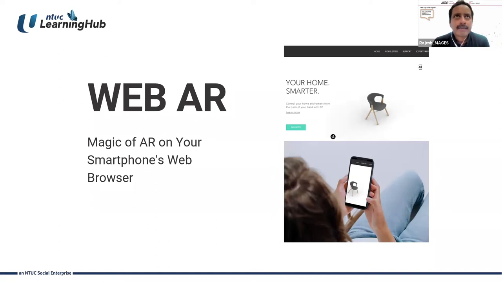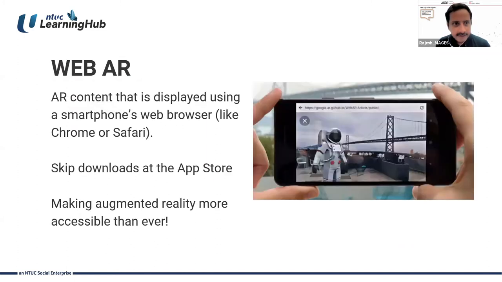So web AR, very simple. Whatever we have seen right now is more app-based. That means people use the phone, download it, and that's how it works, okay? The second type that we will be looking at is called web AR, where I just have to type in the link in my browser, and I'll be able to view the AR side of it, okay?